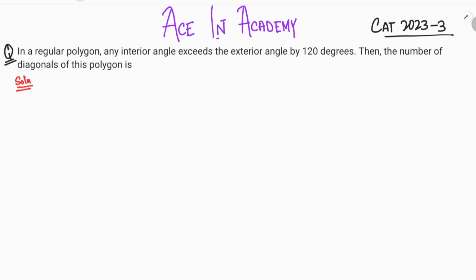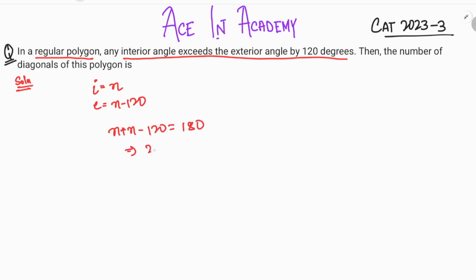the solution. So according to our given question, we are given that a polygon is a regular polygon and the interior angle exceeds the exterior angle by 120 degrees. So let's take the interior angle of the polygon as x and the exterior angle of the polygon as x minus 120 degrees. Now we know that the sum of the interior and exterior angle of a regular polygon is 180. So x plus x minus 120 is equal to 180, and from here we'll get 2x is equal to 300, or the value of x as 150.